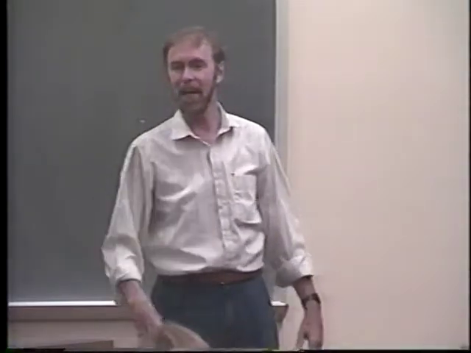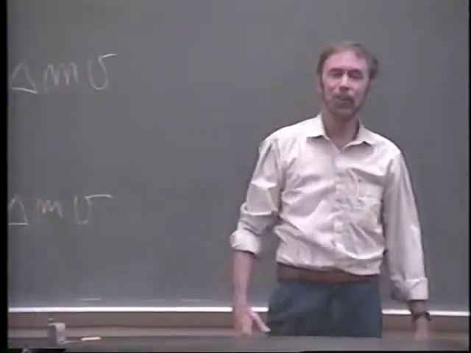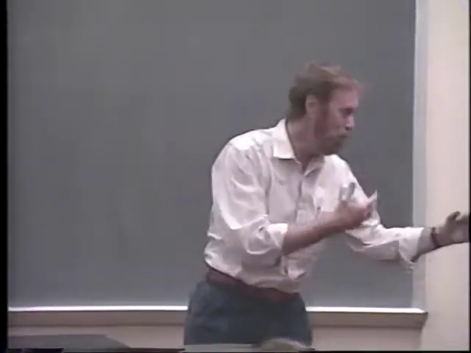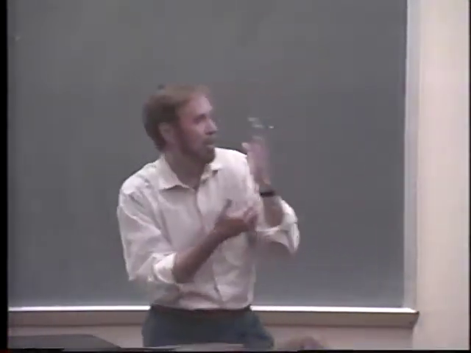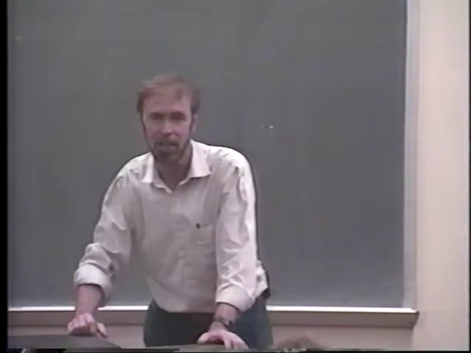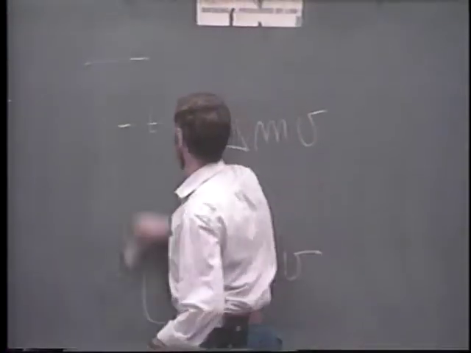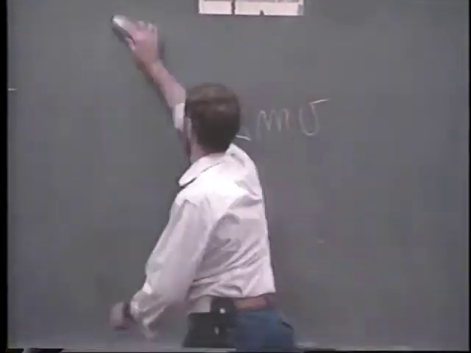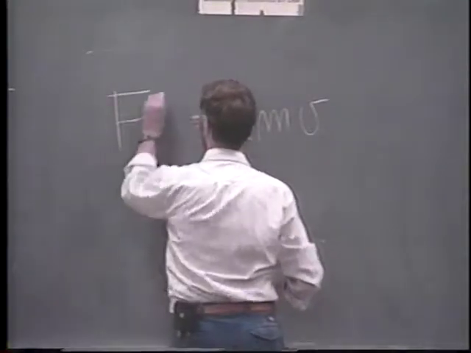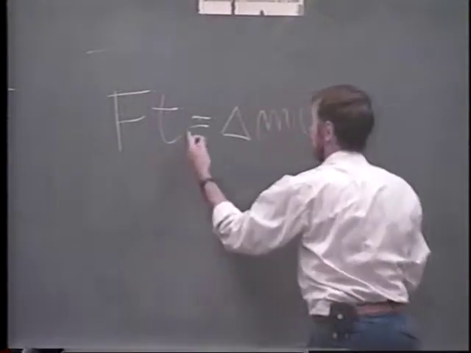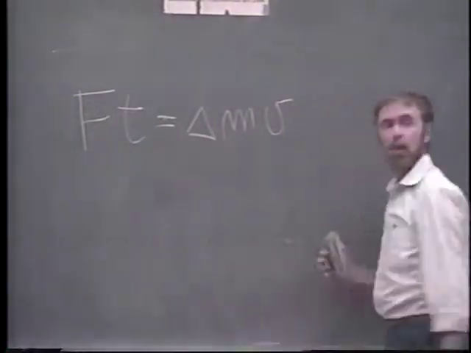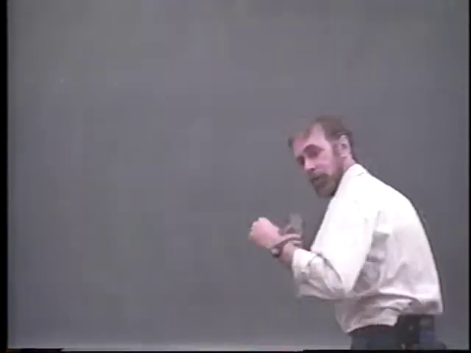Check your neighbor and see if your neighbor knows what it is. Hint, hint: what does it have to do with? It has to do with the time. When you pull back, it takes a longer time for that momentum to spend. Let's look at the equation. We're saying that this is true: impulse equals change in momentum. Now let's look at this equation with respect to the boxers, one hitting the other.